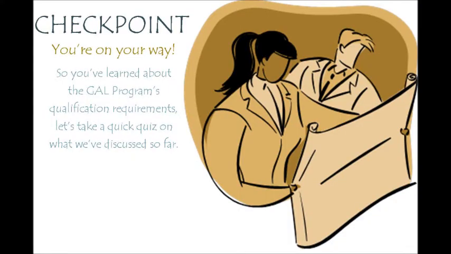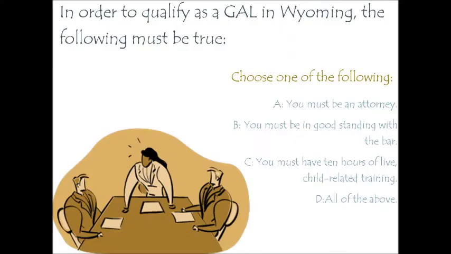So you've learned about the GAL program's qualification requirements. Let's take a quick quiz on what we've discussed so far. In order to qualify as a GAL in Wyoming, the following must be true. Is it A, you must be an attorney, B, you must be in good standing with the bar, C, you must have 10 hours of live child-related training, or D, all of the above? Please take a few moments to think about your answer.